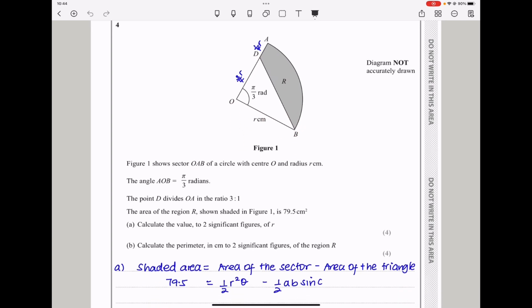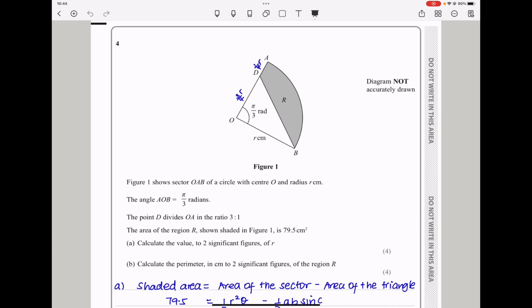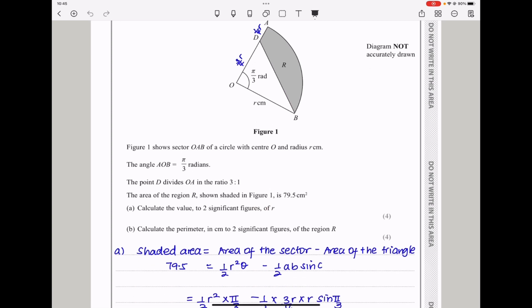So they say figure 1 shows a sector AOB of a circle with center O and radius R. The angle AOB is pi over 3 radians, and the point D divides OA in the ratio 3:1. This means if this is the radius, that is going to be 3 over 4 of the radius, and that is going to be 1 over 4 of the radius. They say the area of region R shown shaded in figure 1 is 79.5 centimeters squared. Calculate the value to two significant figures of R.